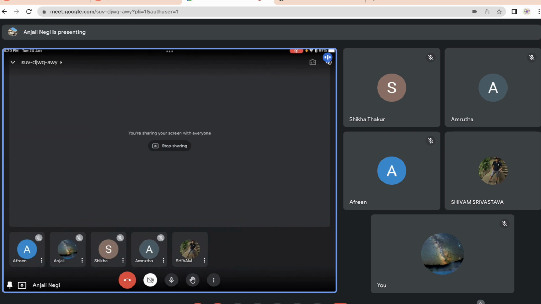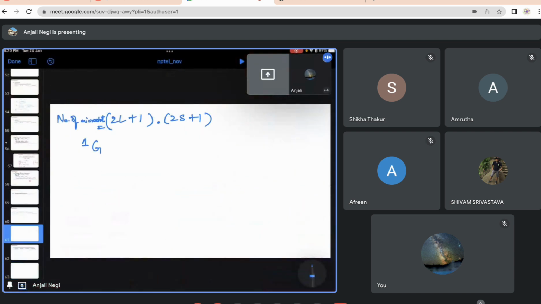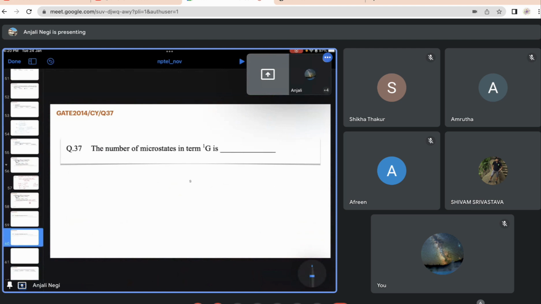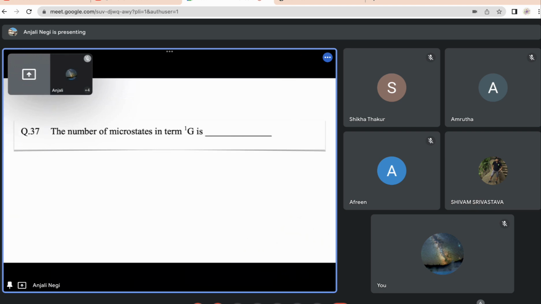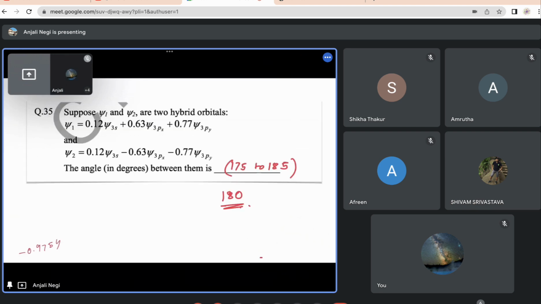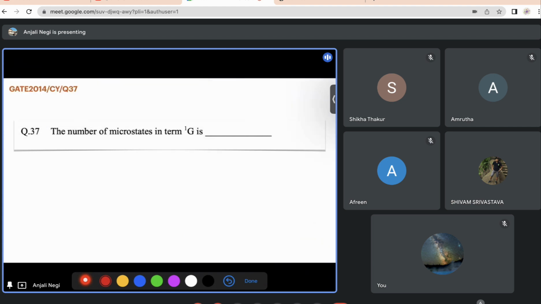So in continuation with the topic of microstates, let's solve another problem. This is from GATE 2014 chemistry, question number 37. This question states that the number of microstates in term 1G is.